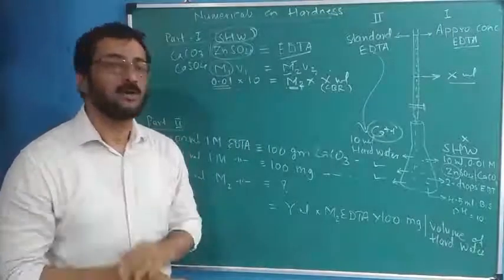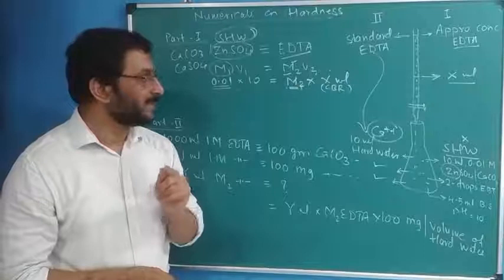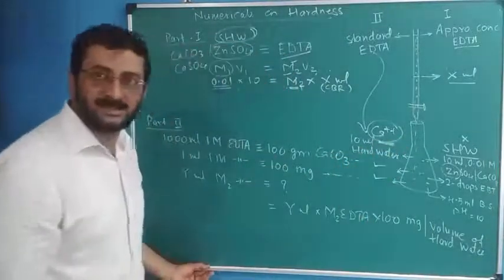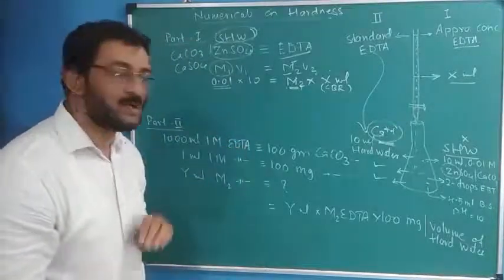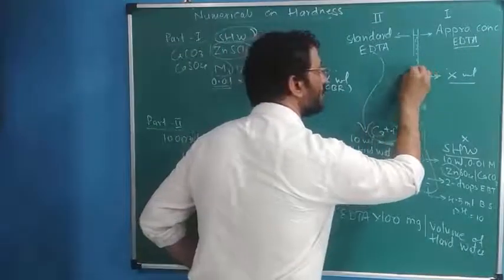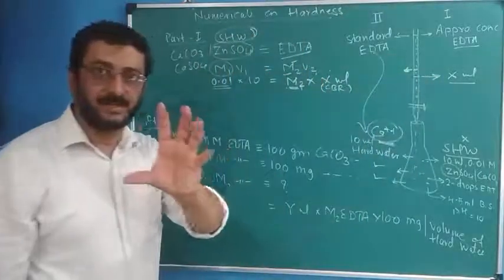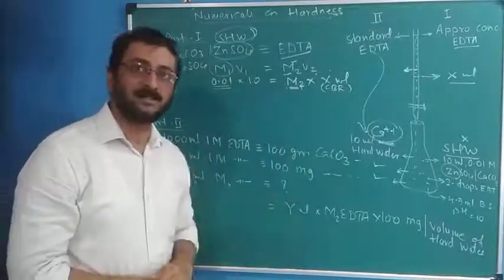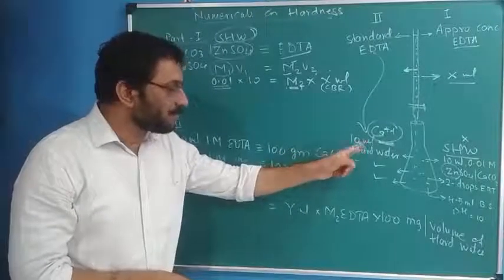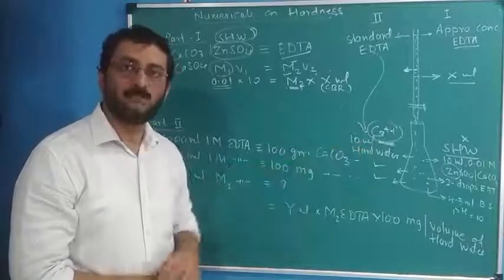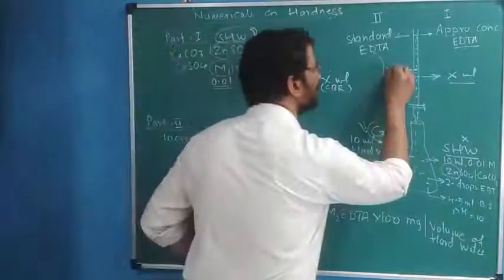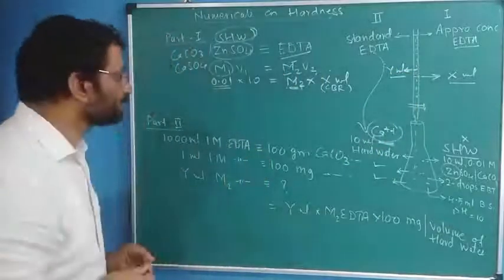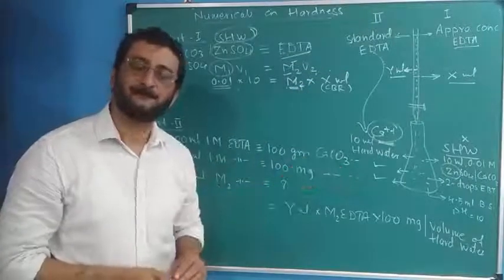You just have to note down the volume of standard EDTA required to consume all the hardness-causing ions present in the given volume of hard water. What is the volume required? Suppose it is Y mL. Suppose 6 ml is required. Fine. From that 6 ml we can find the hardness.